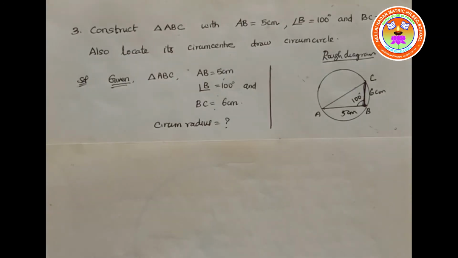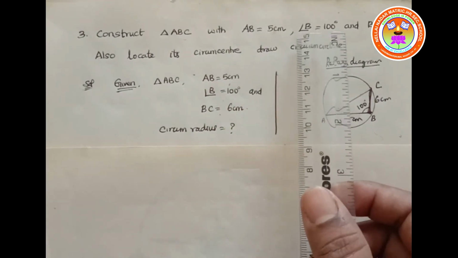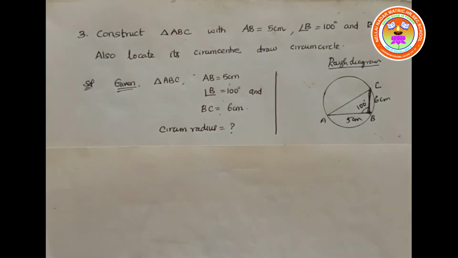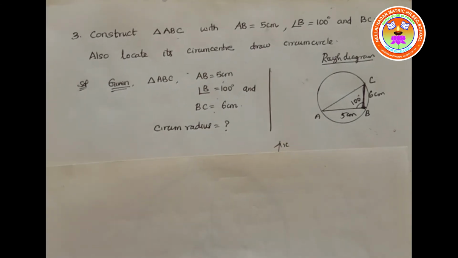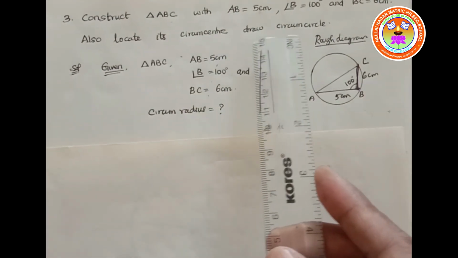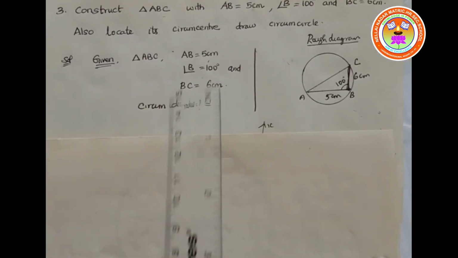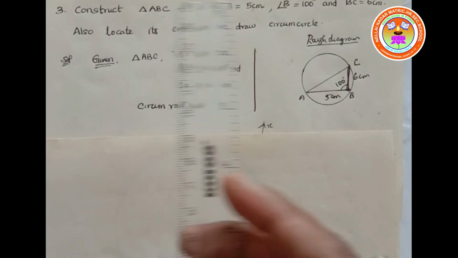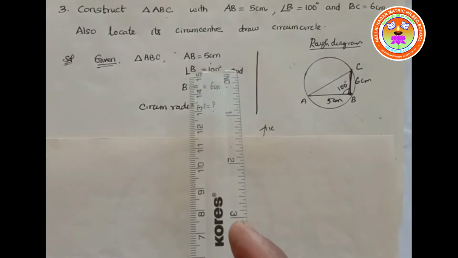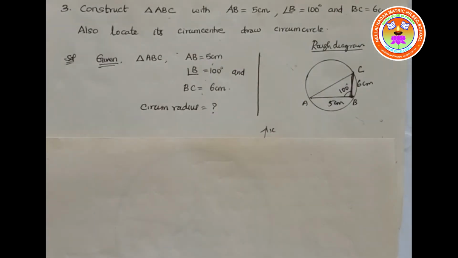Question 3. Construct triangle ABC with AB equal to 5 centimeter, angle B equal to 100 degree and BC equal to 6 centimeter. Also locate its circumcenter and draw the circumcircle. Children, read the question carefully. What is given? Triangle ABC is given. You are going to construct triangle ABC. Measurements are AB equal to 5 centimeter, angle B equal to 100 degree and BC equal to 6 centimeter. You have to find the circumcenter and circumcircle. That means you are going to find the circumradius, right?